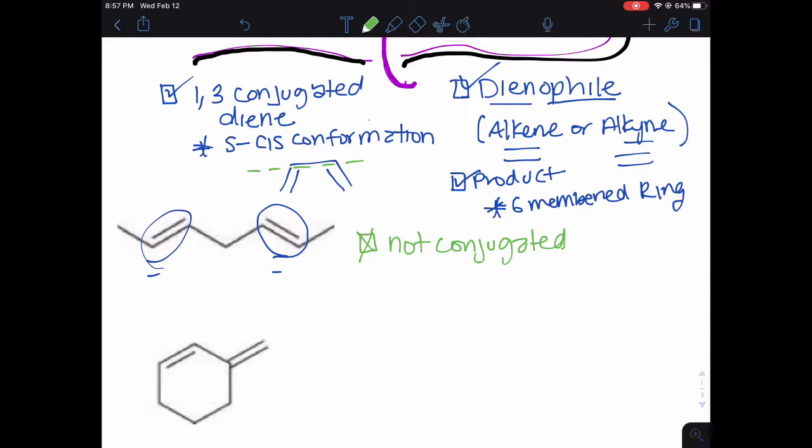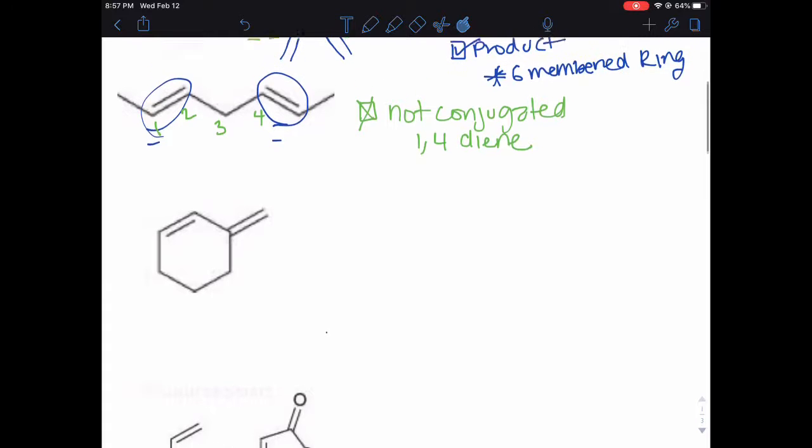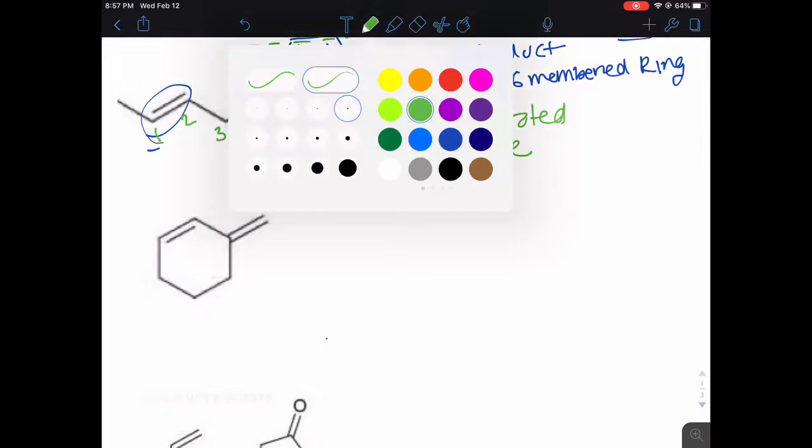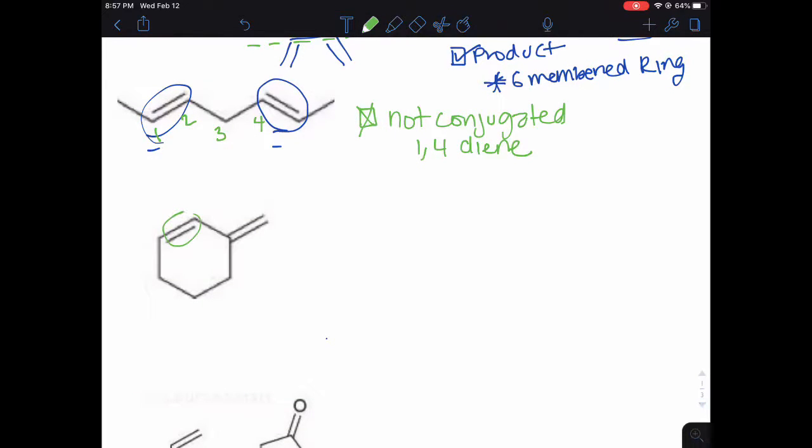Right? If we count from the first pi bond, that's 1, 2, 3, 4. So this is a 1,4 diene, not a 1,3 diene. So that will not be able to participate. Let's look at the second one. If we look at the second one, it is a diene, right? And 1, 2, the proximity is 1,3, right? We do have a 1,3, so let's check that. 1,3 conjugated diene.